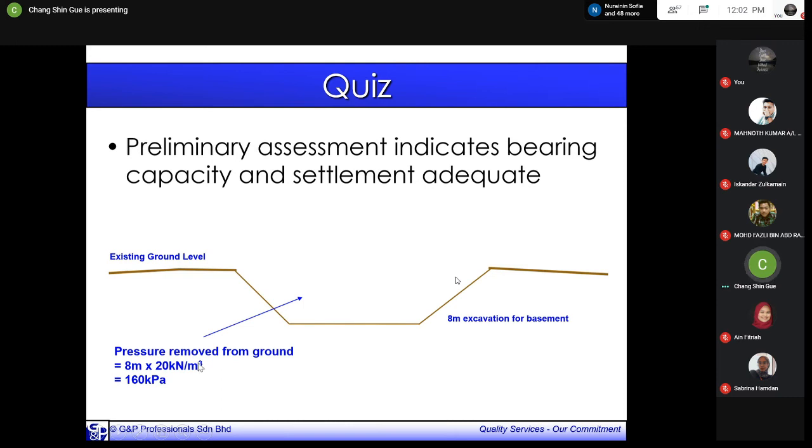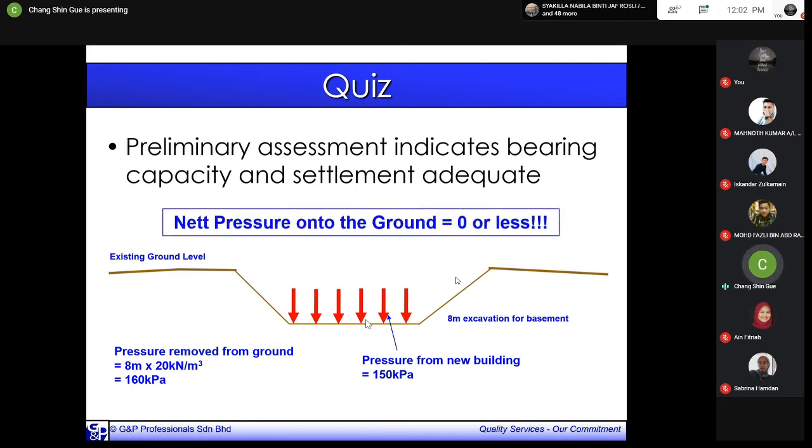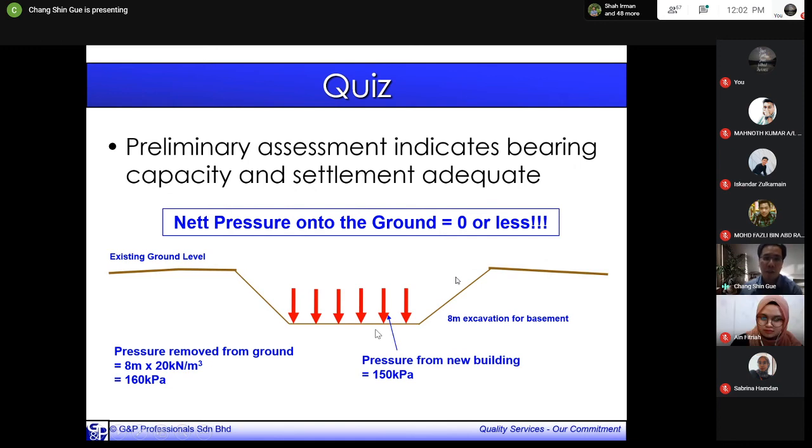In terms of the ground, you can see that the base here has actually experienced about 160 kPa. Typically, you assume that the unit weight of soil is about 20, multiplied by 8 meters of soil. So at this basement level, the soil has actually experienced 160 kPa before, and the bearing pressure from the building is only 150 kPa. That means the soil will experience either a net pressure or less. The soil will actually take less load than what it has experienced before. That is why you actually don't need piles.